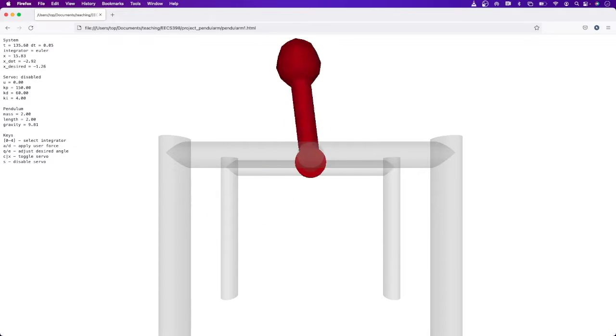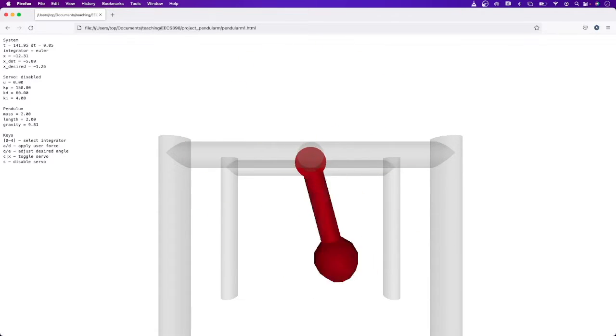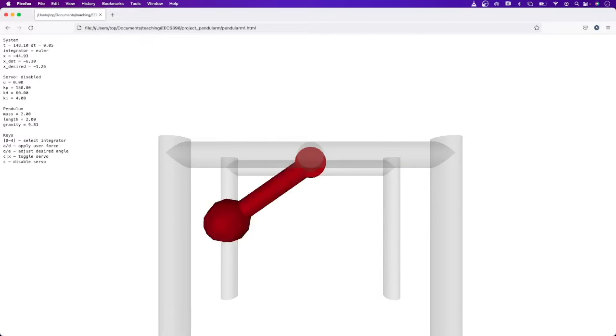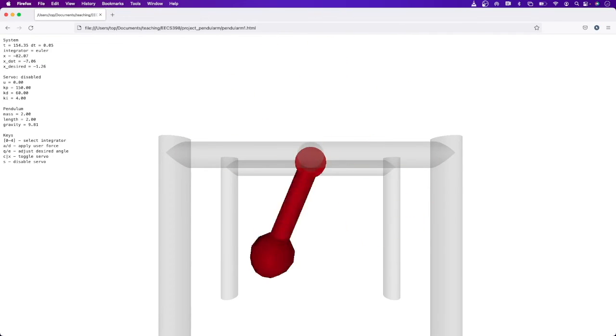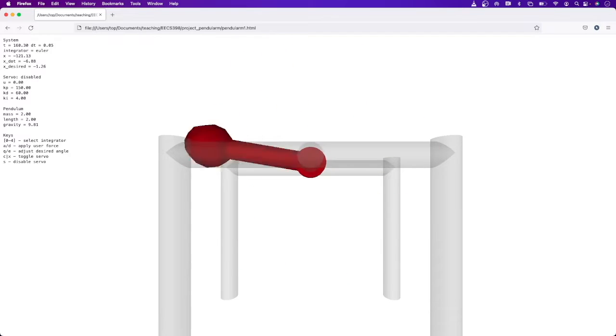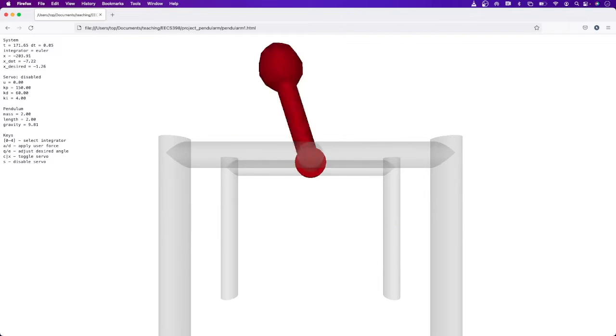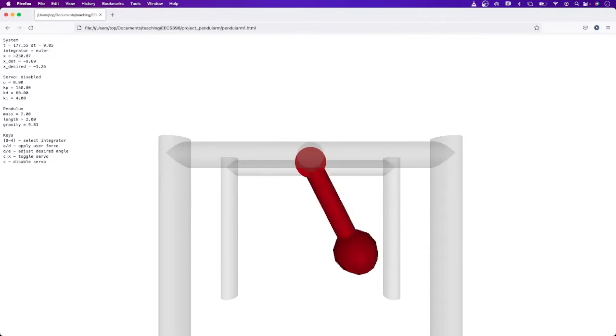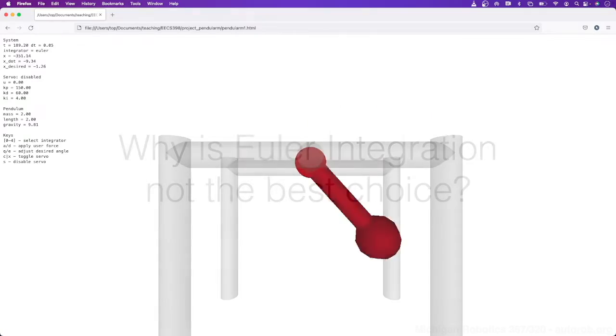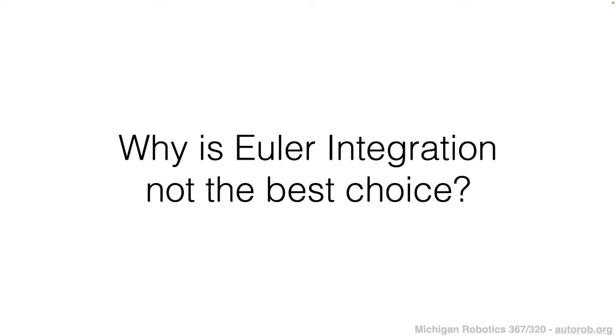But what we noticed is that the pendulum didn't really respect that notion of conservation of energy, because it's increasingly spinning at a faster and faster rate, which would not happen if our equation of motion was obeying the laws of physics that we would expect it to obey. So let's go back and look at why Euler integration has this behavior. And to understand that, really what we were seeing is why Euler integration is not the best choice for implementing our equation of motion.